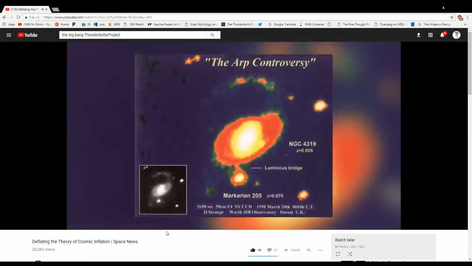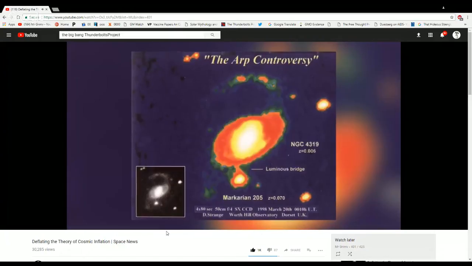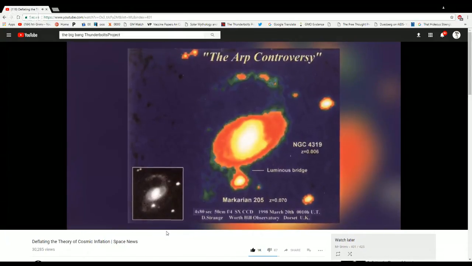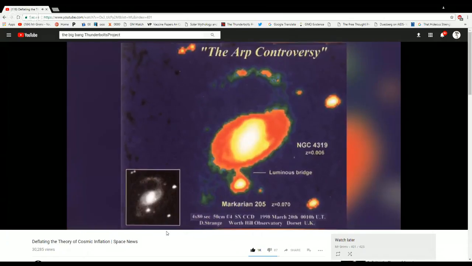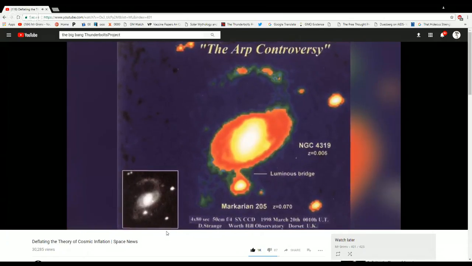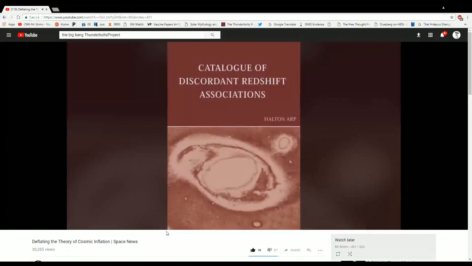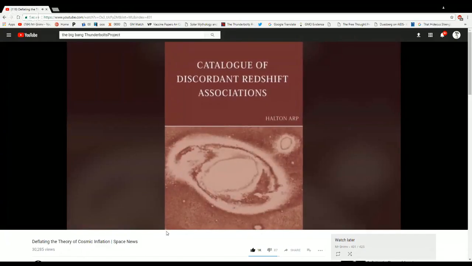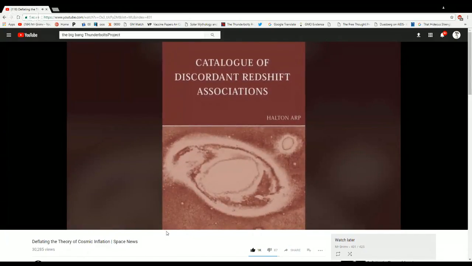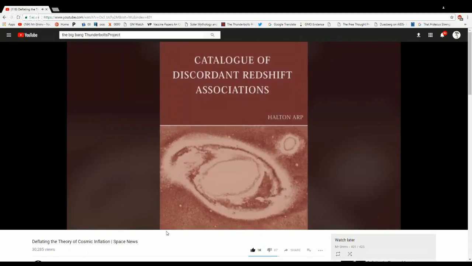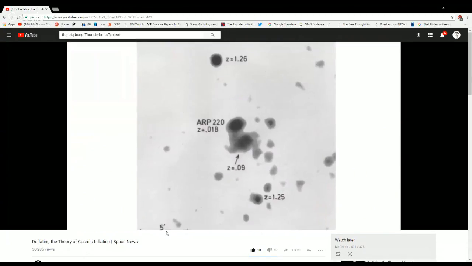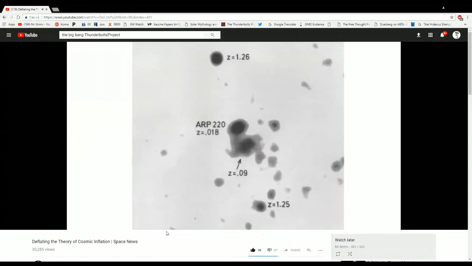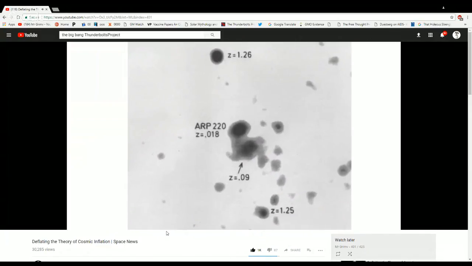If those objects are physically connected, they must be near each other and at the same distance. Their redshifts have to be from some other factor not related to distance. There must be something intrinsic to their makeup. Arp assembled a catalog of discordant redshift associations that describes anomalous structures or physical links among objects with radically different redshifts. Some of the observations show quasar pairs being ejected in opposite directions from active galaxies.